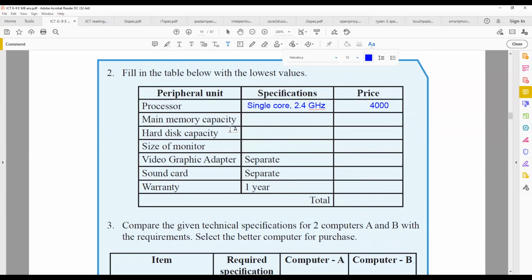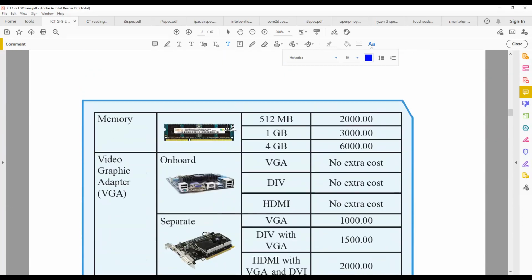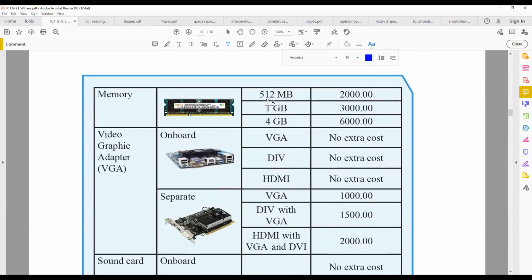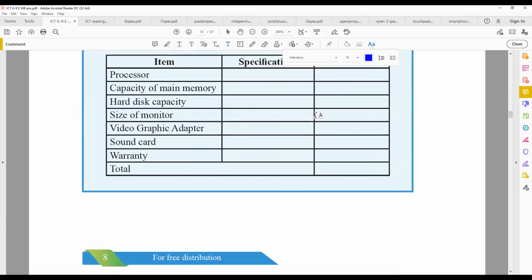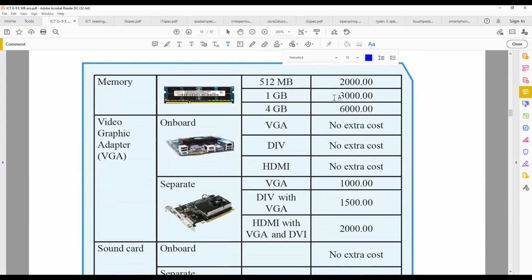Then we'll go for main memory capacity. So what is the main memory capacity? Lowest one? Yes. 512 megabytes, right? And the price is 2,000. 512 megabytes. And price is 2,000, right? Isn't it? 2,000.